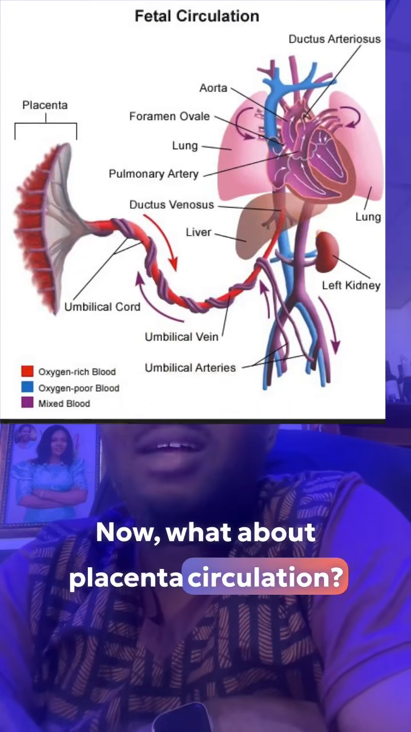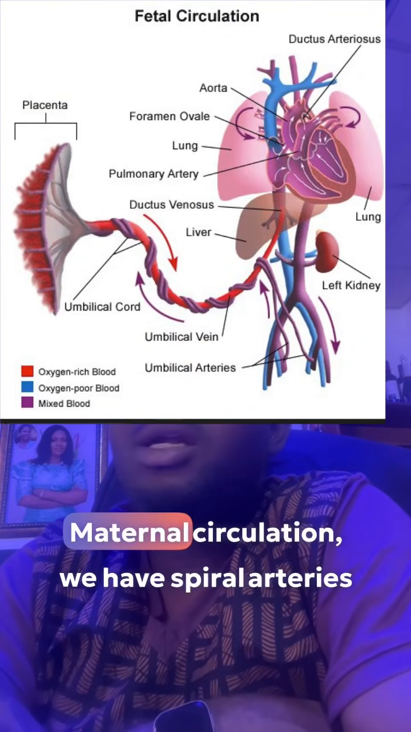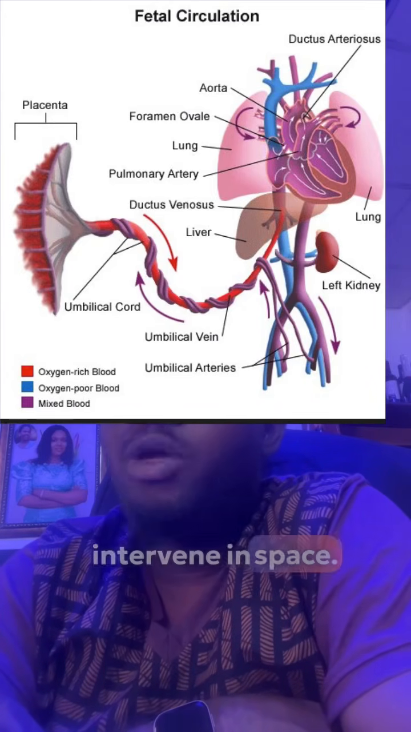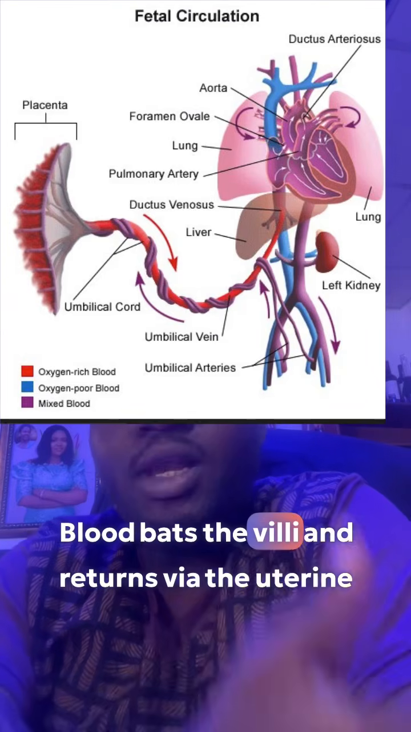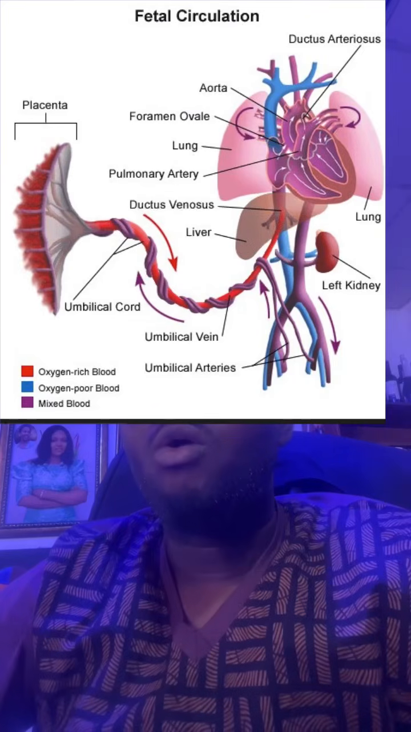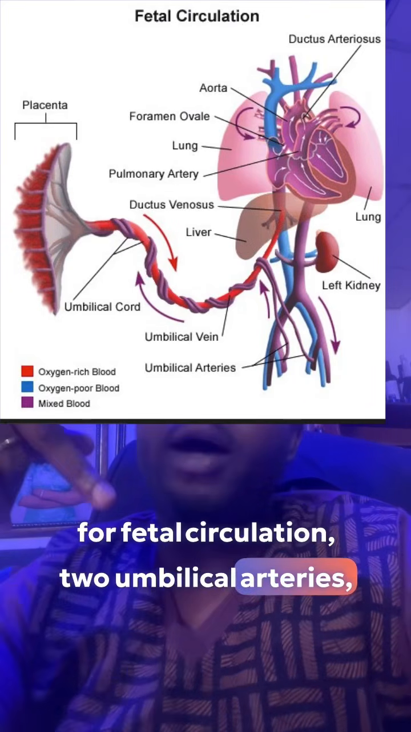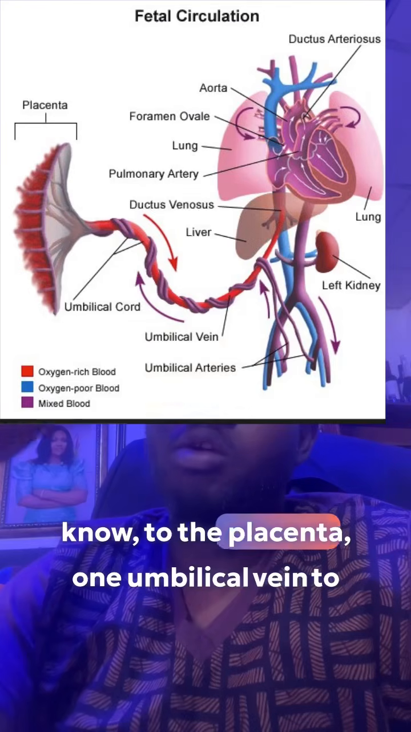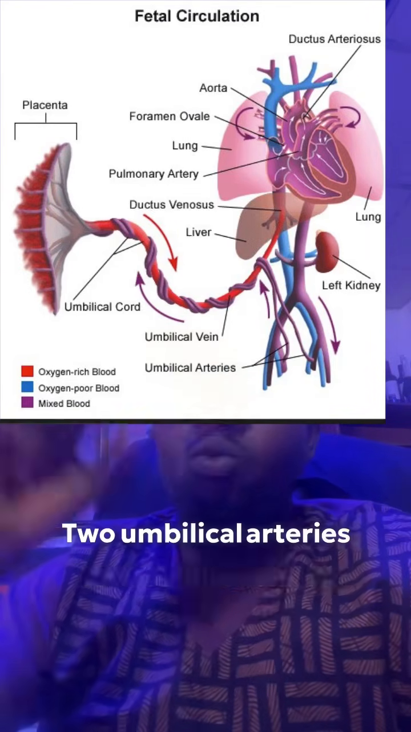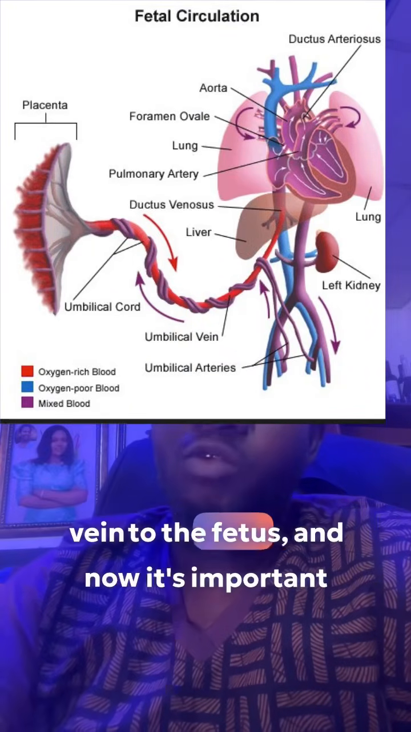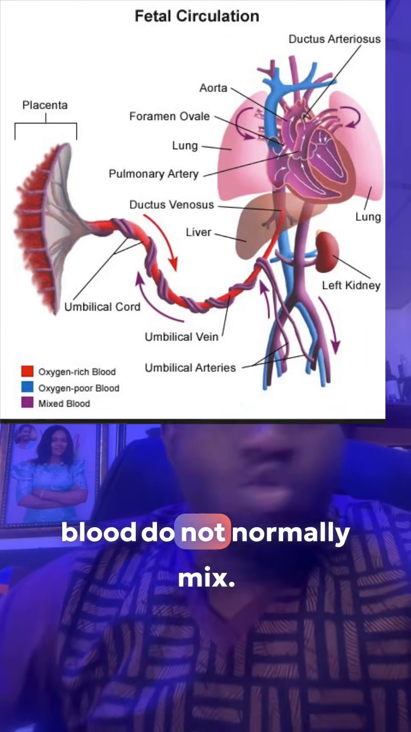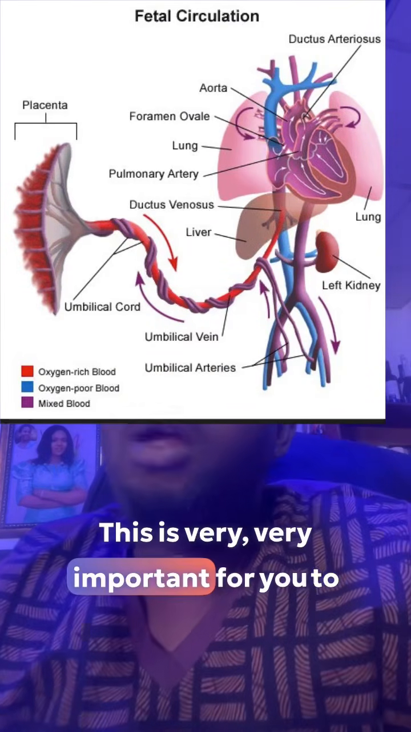Now, what about placenta circulation? Very important. Maternal circulation, we have spiral arteries into the intervillous space. Blood bathes the villi and returns via the uterine veins. So for fetal circulation, 2 umbilical arteries to the placenta, 1 umbilical vein to the fetus. And it's important because maternal and fetal blood do not normally mix. This is very, very important for you to know.